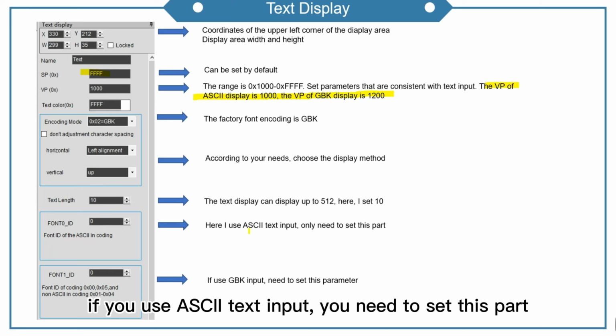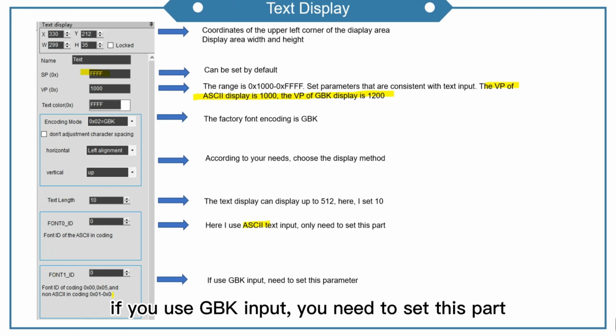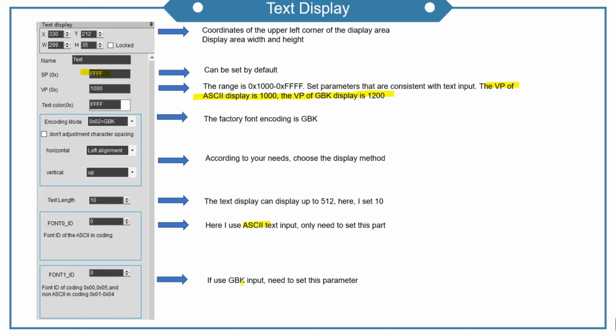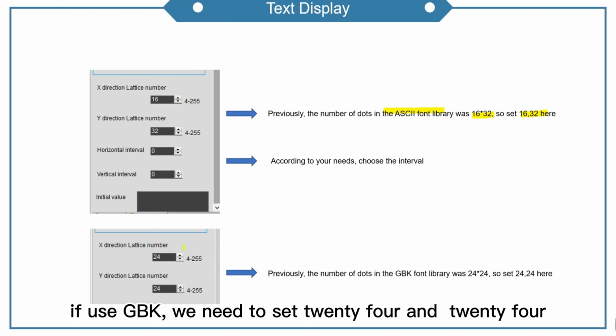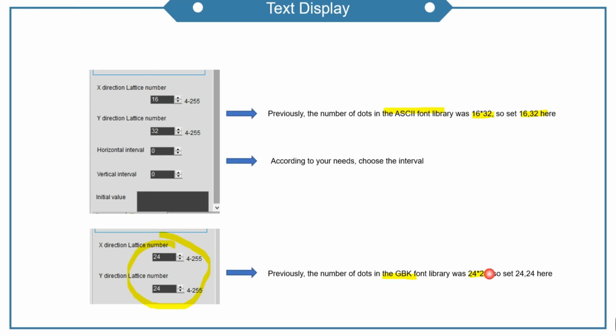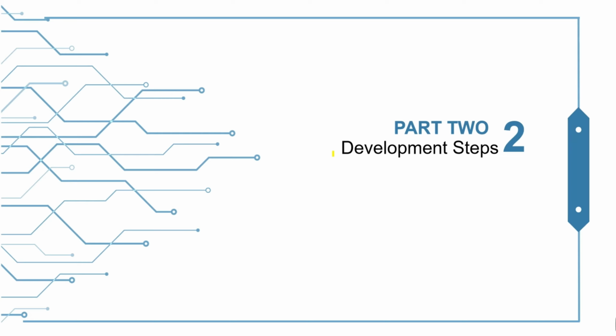If you use ASCII text input, you need to set this part. If you use GBK input, you need to set this part. I set 16 and 32. If use GBK, we need to set 24 and 24. These two parts, you could set according to your needs.